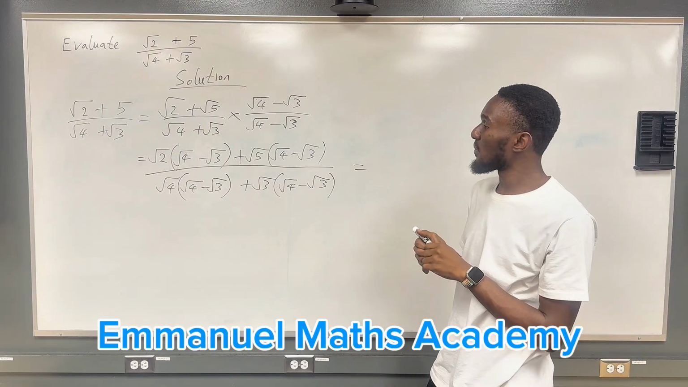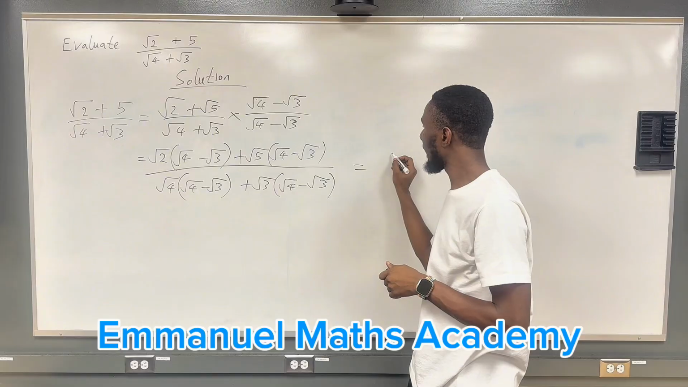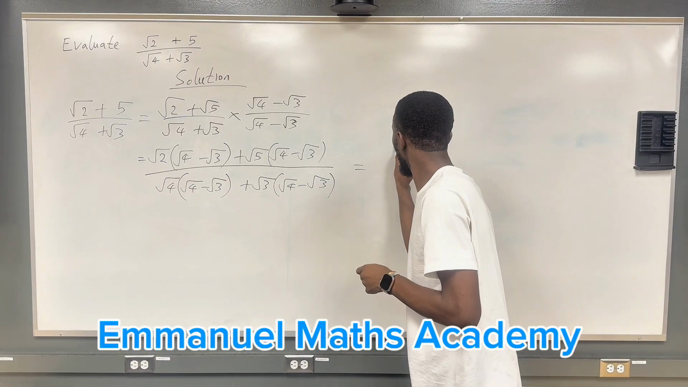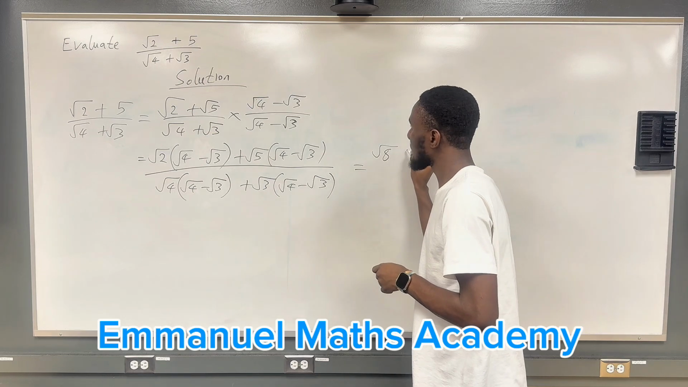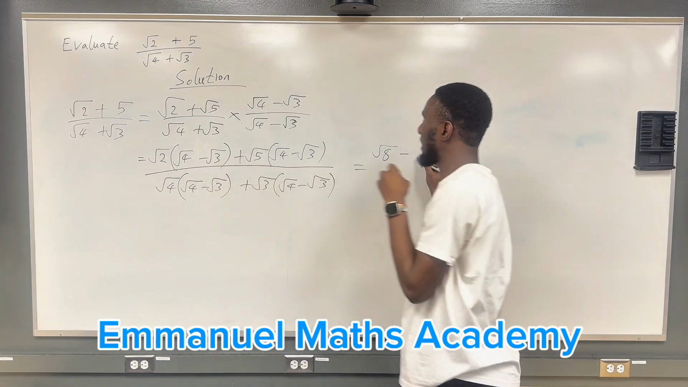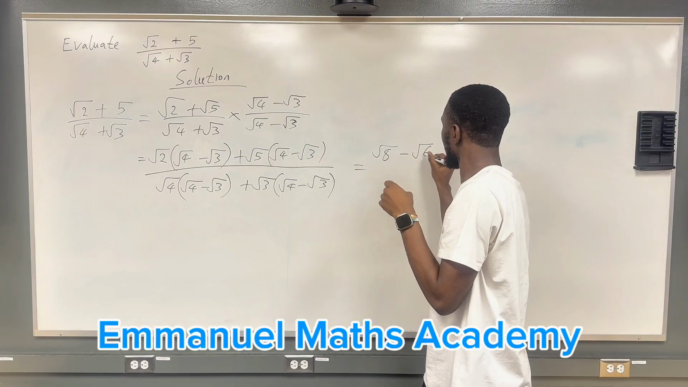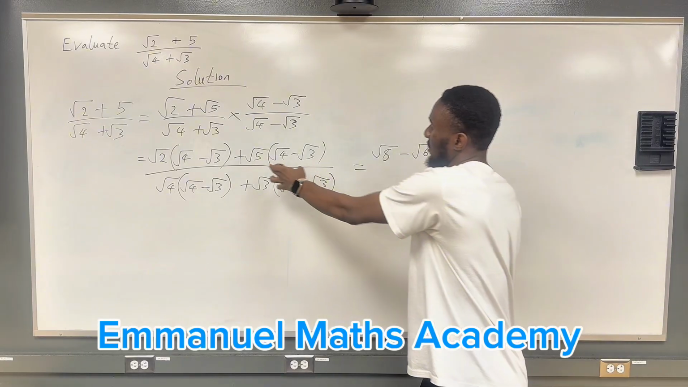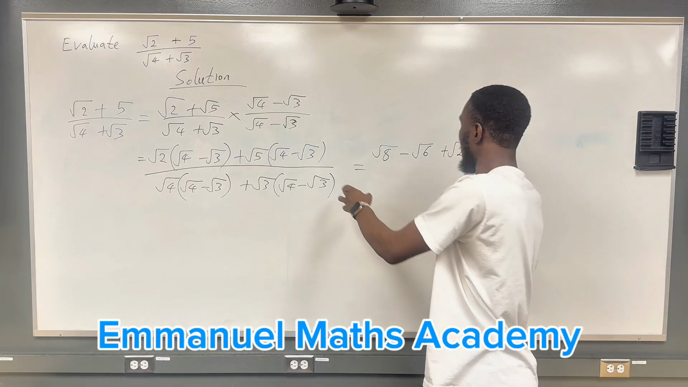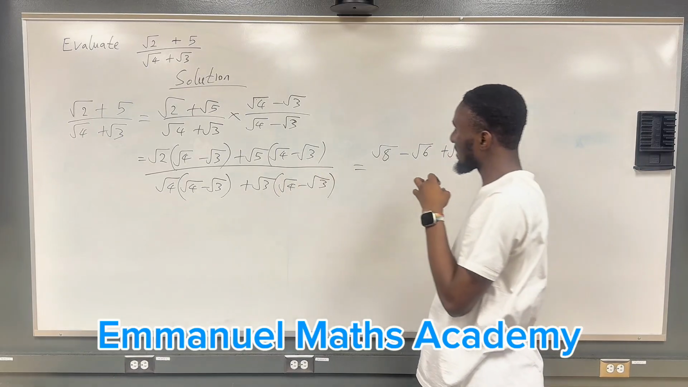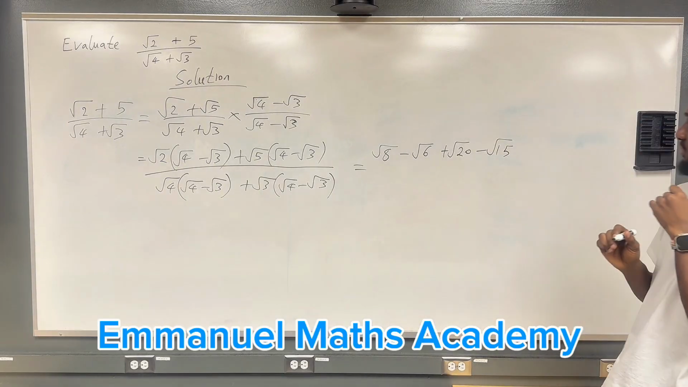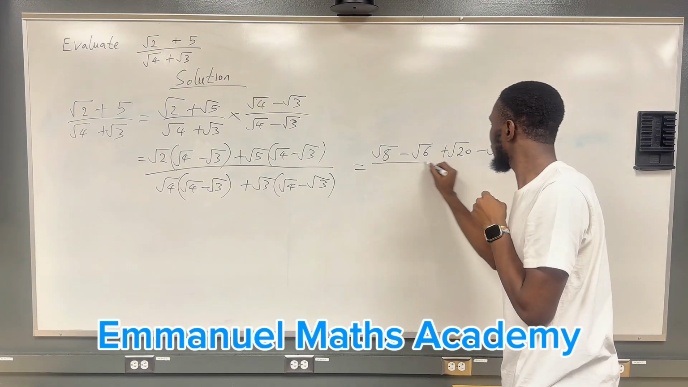root 2 times root 4 will give you root 8, minus root 2 times root 3 will give you root 6, plus root 5 times root 4 will give you root 20, minus root 5 times root 3 will give you root 15. So we are done with our numerator.